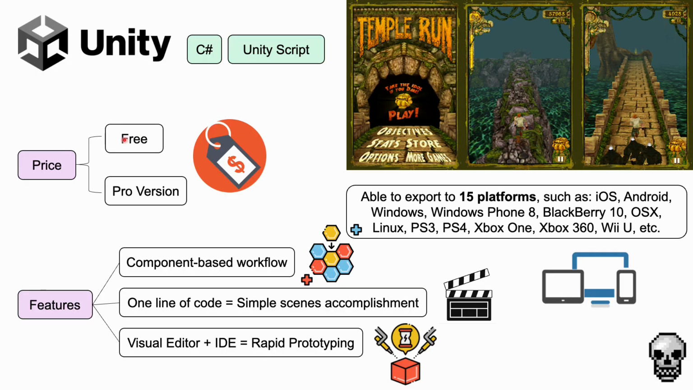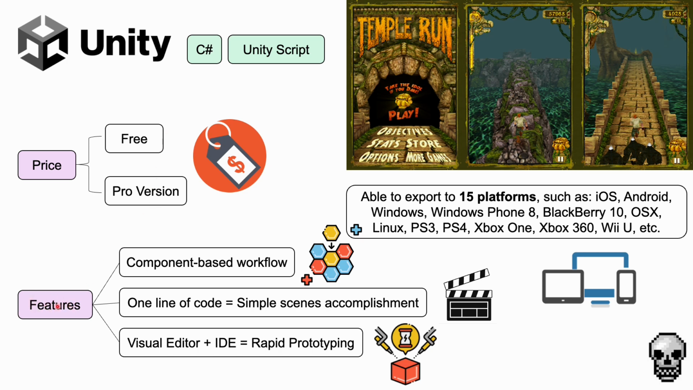Now, let's talk about the first graphic engine, which is Unity. Unity is scripted in two types of programming languages. The first one is the C#, and after we have the Unity script. Talking about the price, it is free for indie developers and companies with turnover less than 100,000 US dollars.